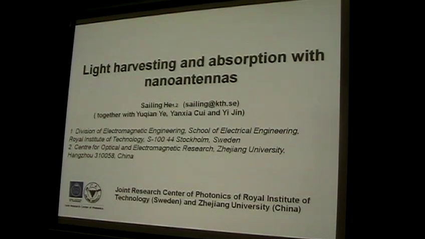Yijing is my postdoc. And myself work at the Division of Electromagnetic Engineering, Boeing Steel Technology, Stockholm, as well as the Center for Optical and Electromagnetic Research at Zhejiang University. And we have a joint research center of photonics of the KTH and Zhejiang University, especially in Hangzhou.